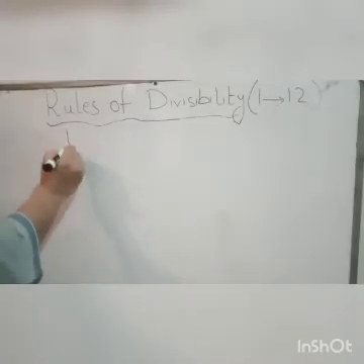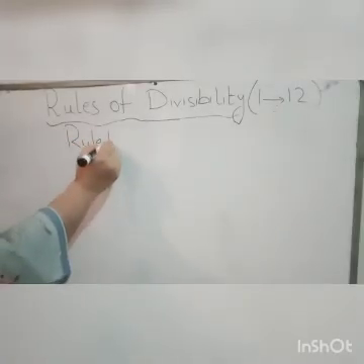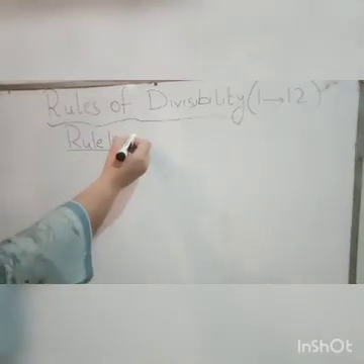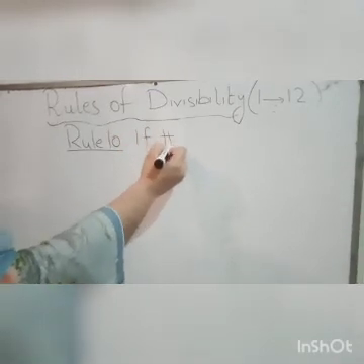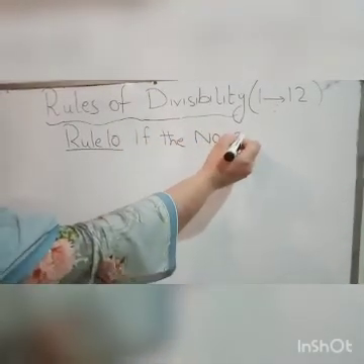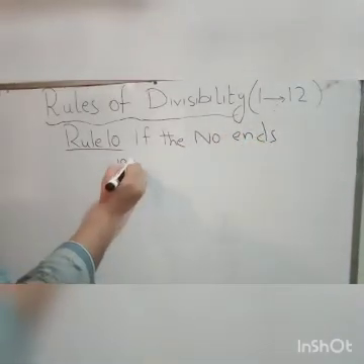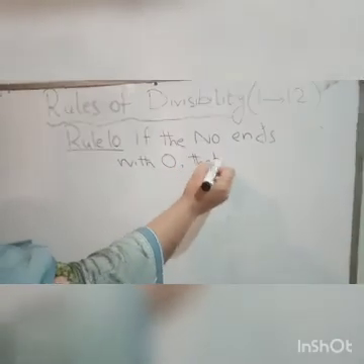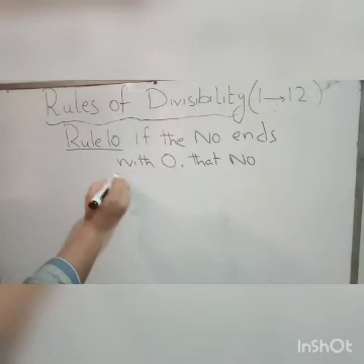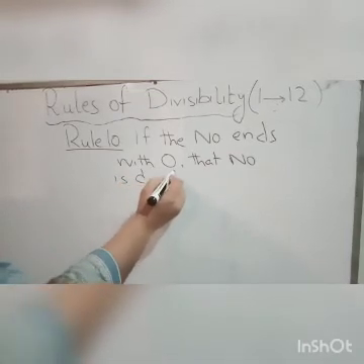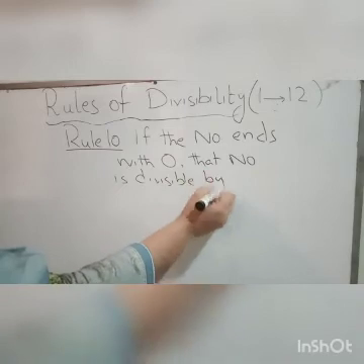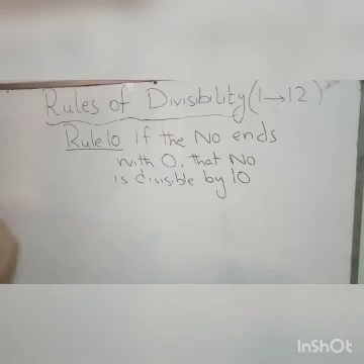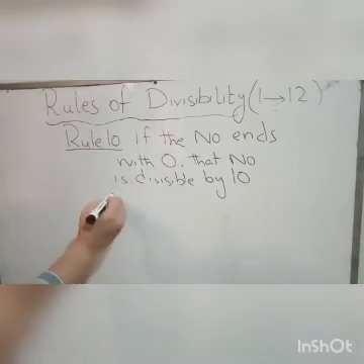The next is the rule for 10. The rule for 10 is also very easy. It's just like the rule for 5, nearly the same. If the number ends with 0, then that number is divisible by 10. Not only 0, you can also have double zeros, triple zeros. So the last digit is the most important thing.